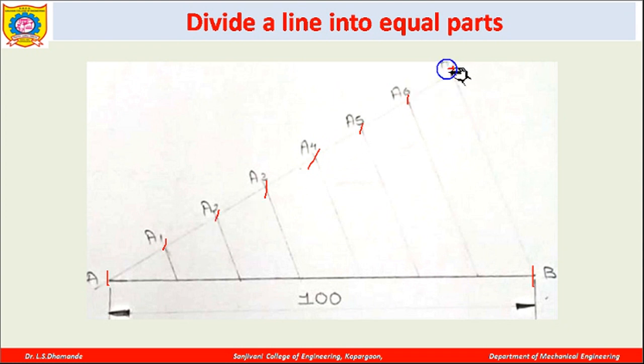Then what I have to do is simply join this last point with the end point of this line AB. So B is the last point of this line AB, and this is the seventh. So just join this, and after that just draw a line parallel to this from A6, from A5, from A4, from A3, from A2, and then from A1. So automatically this line AB will get divided into 7 equal parts like this. This is the way you can divide any line into an equal number of parts.